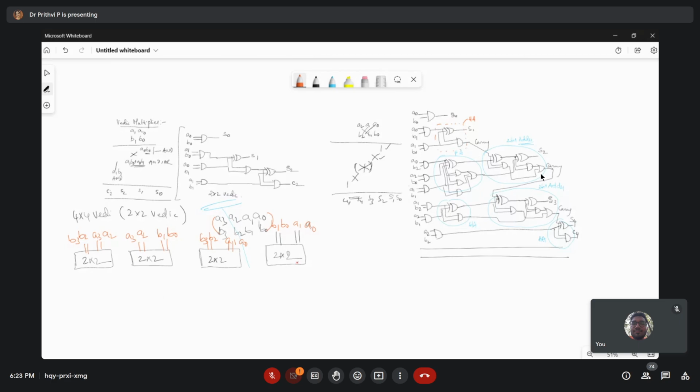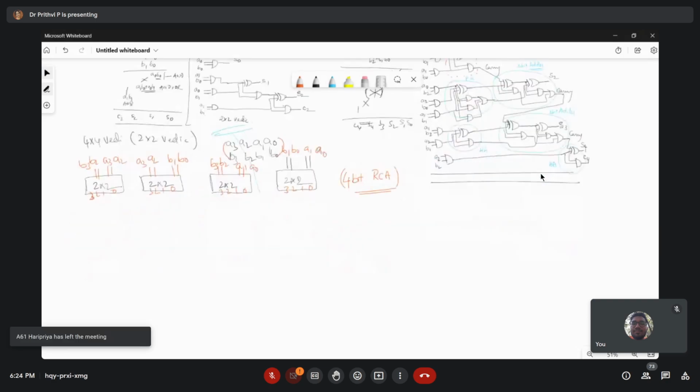And now here you'll be getting 4 outputs. 4 outputs in the sense that you are getting S0, S1, S2, S3. Those 4 outputs I am marking as 0, 1, 2, 3. Now for this, I'll use one more set of 4-bit ripple carry adder. Do you remember this ripple carry addition? 4-bit ripple carry adder, the basic level of adder.